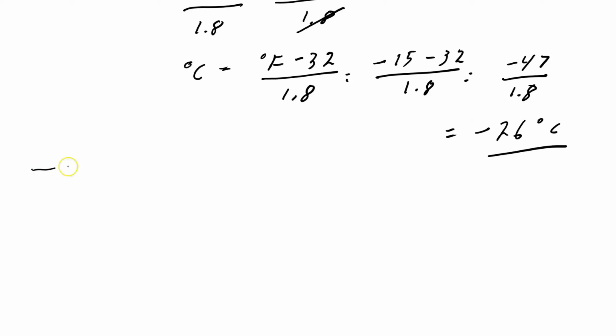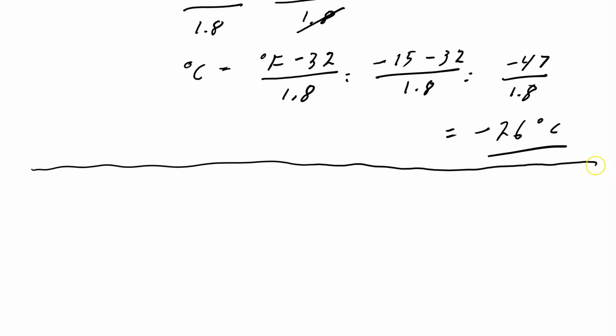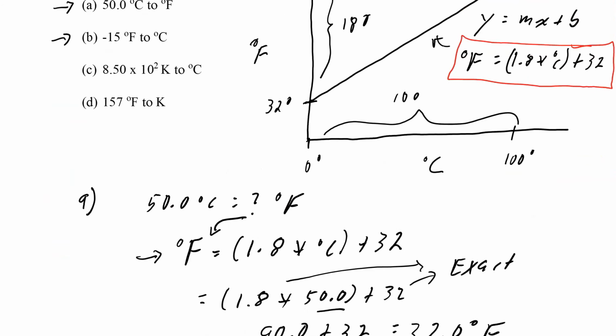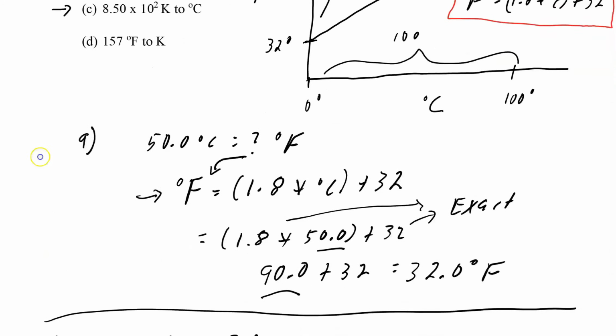Let's now go and do part C of this problem. Draw a line and scroll back up to the top and see what part C is asking. Part C of this problem is asking us to convert 8.50 times 10 to the second kelvins to degrees Celsius. Basically 850 kelvins, 3 significant figures, reason for scientific notation, to degrees Celsius. Please note Fahrenheit is not involved in here, so we don't have to deal with the equation we're just using in parts A and B.